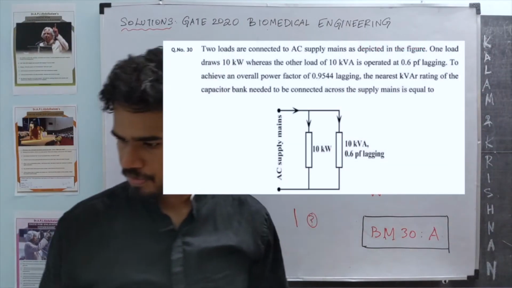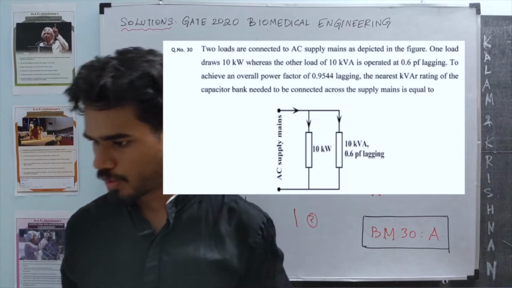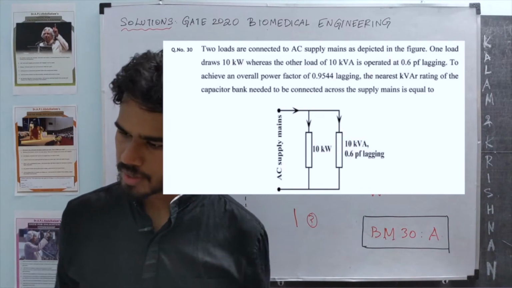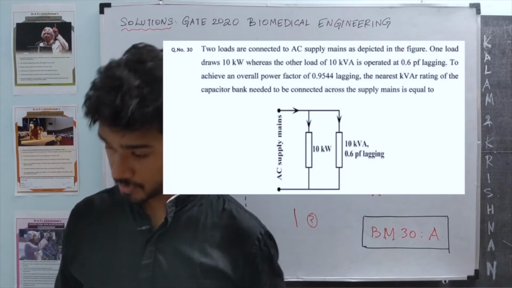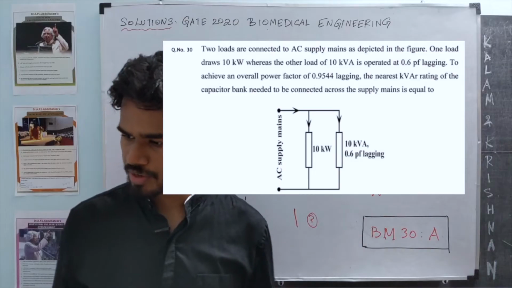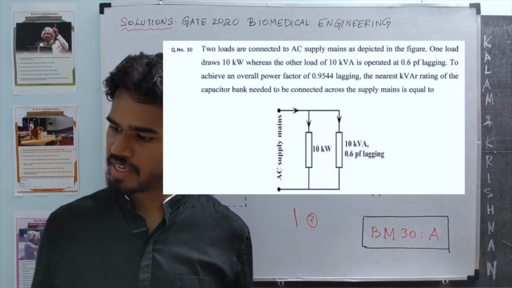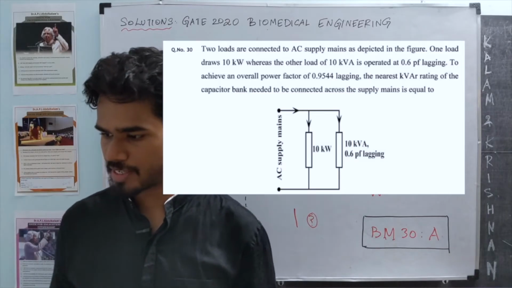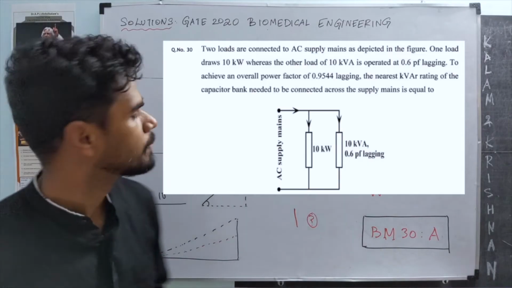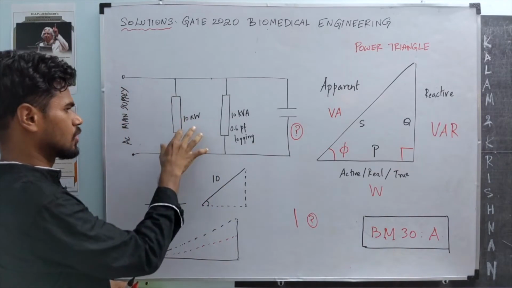Question number 30. Two loads are connected to AC supply mains as depicted in the figure. One load draws 10 kilowatts, whereas the other load of 10 kilovolt ampere is operated at 0.6 power factor lagging. To achieve an overall power factor of 0.9544 lagging, the nearest kVAR rating of the capacitor bank needed to be connected across the supply mains is equal to. So essentially we have an AC supply, there are two loads.